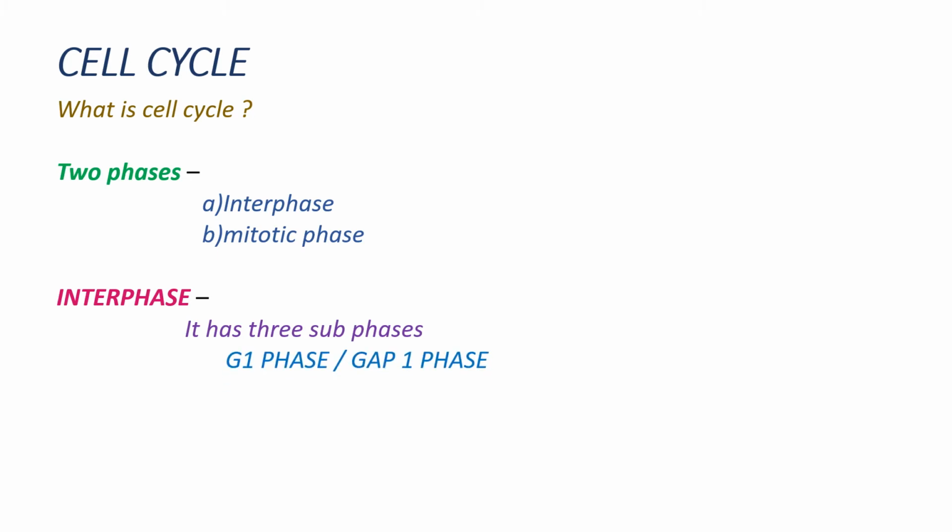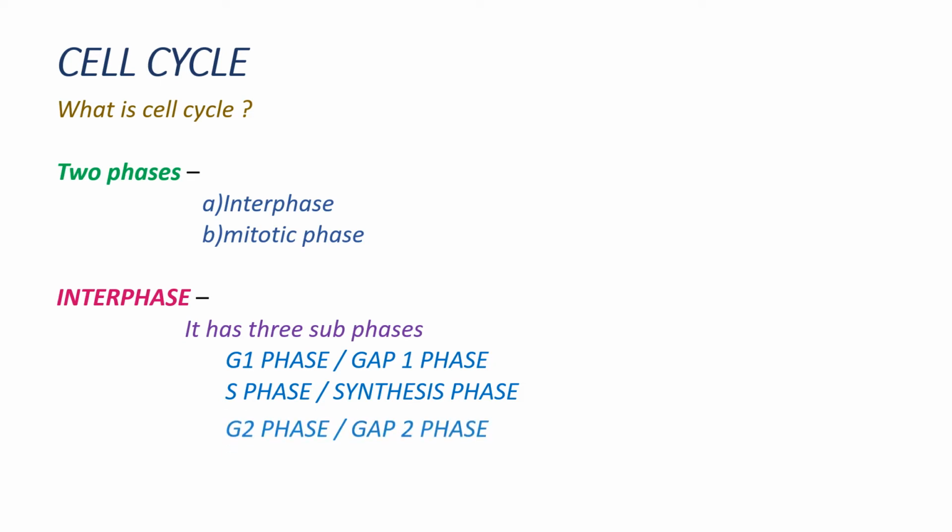G1 phase is also called as gap1 phase. This is the pre-DNA replication phase, and in this phase protein and RNA synthesis takes place. The next phase is S phase. It is also called as synthesis phase. Here the chromosome and DNA replication takes place. The next phase is G2 phase or gap2 phase.